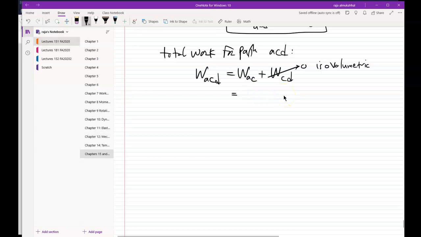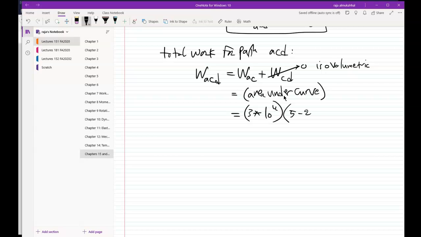So the work, the area, is basically the area under the curve. That will be equal to 3 times 10 to the 4th times 5 minus 2 times 10 to the negative 3, plus 0 for WCD. We do the calculations here, and I end up with 90 joules.